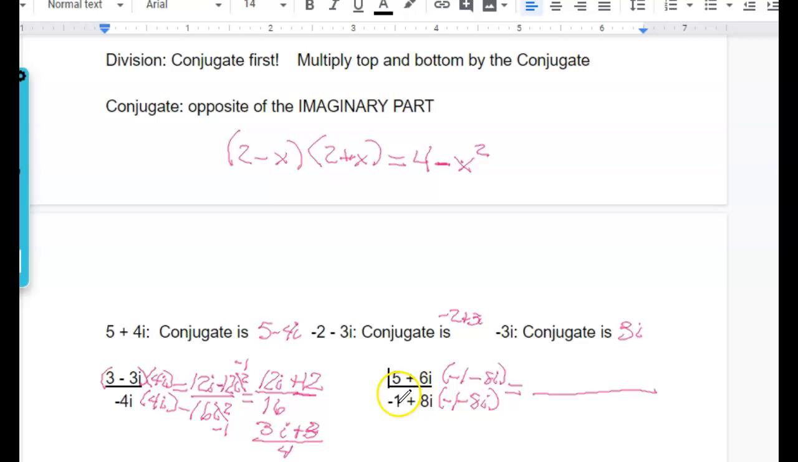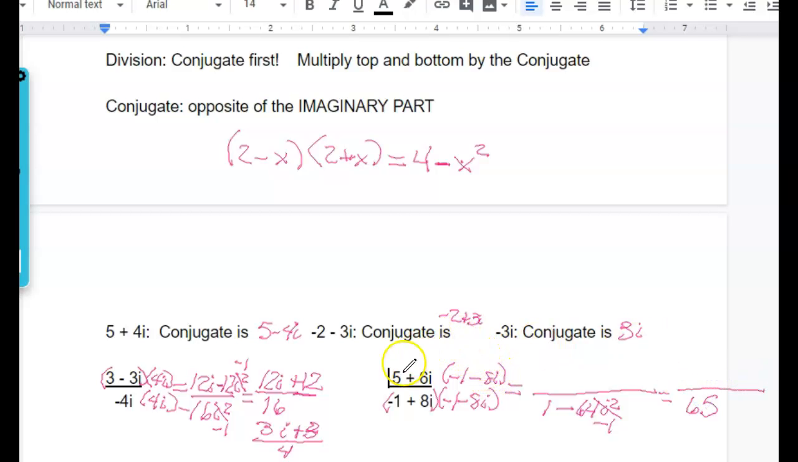All right, denominators first. So now I have lookalikes. Negative 1 squared is 1, always a minus. 8 squared is 64, i squared. I'm going to cross that out and put a negative 1 there. So I have negative 1 times negative 64, plus 64. So my denominator is a nice, beautiful 65.